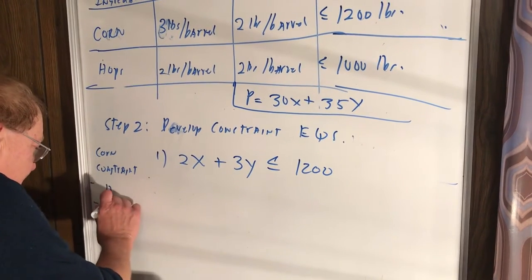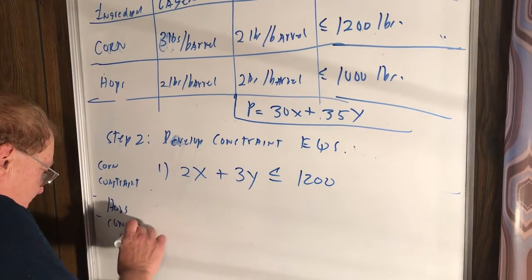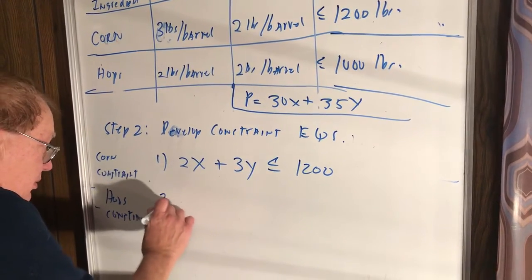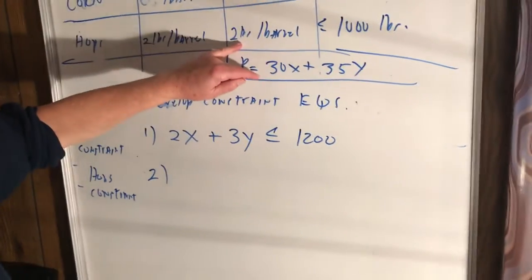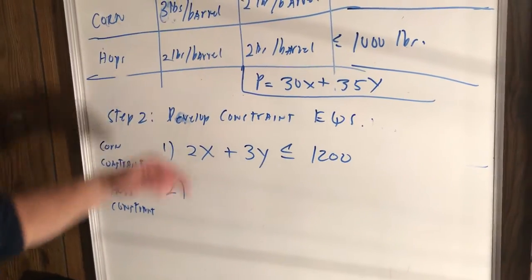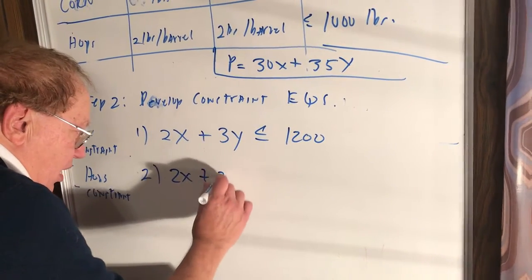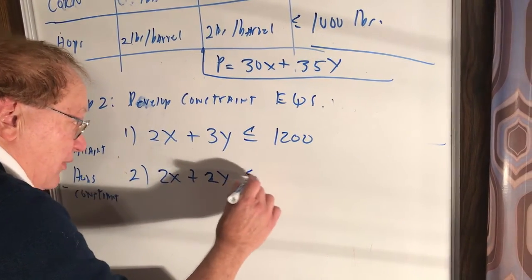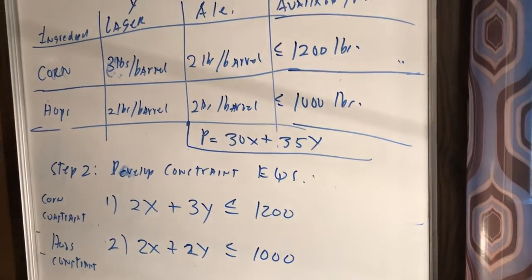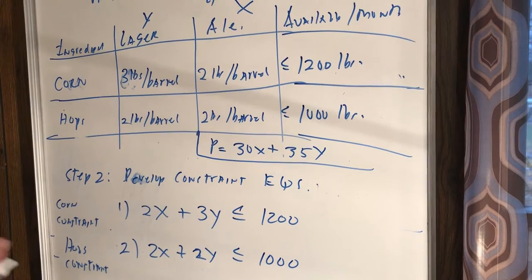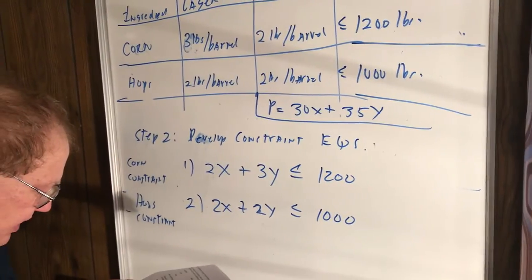Now the hops constraint. We're at 13 minutes, just FYI. Okay. I got 2 pounds per barrel of ale and 2 pounds per barrel of lager. So that's an easy one. 2X plus 2Y is less than or equal to 1,000. So we'll stop it here, and we'll come back.